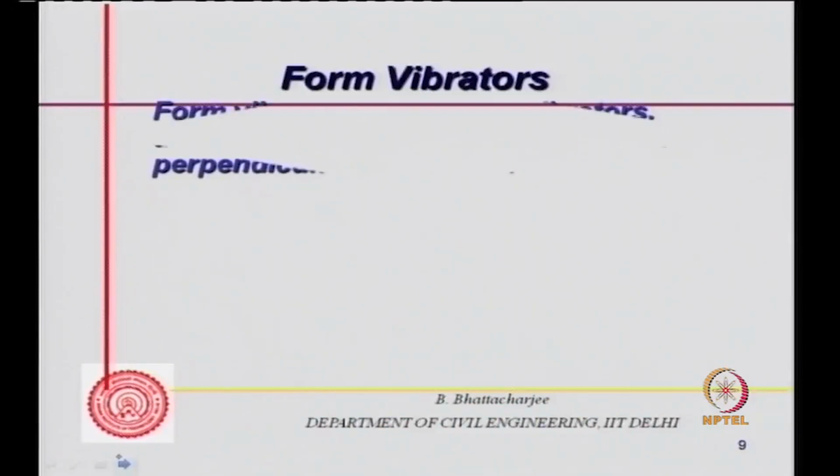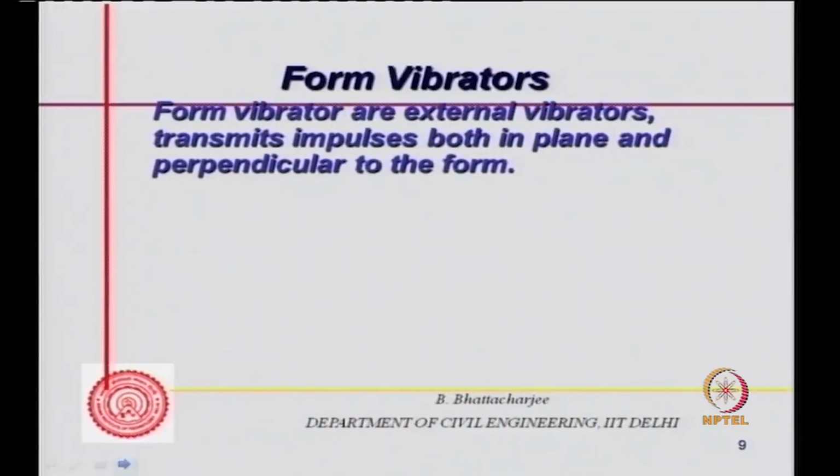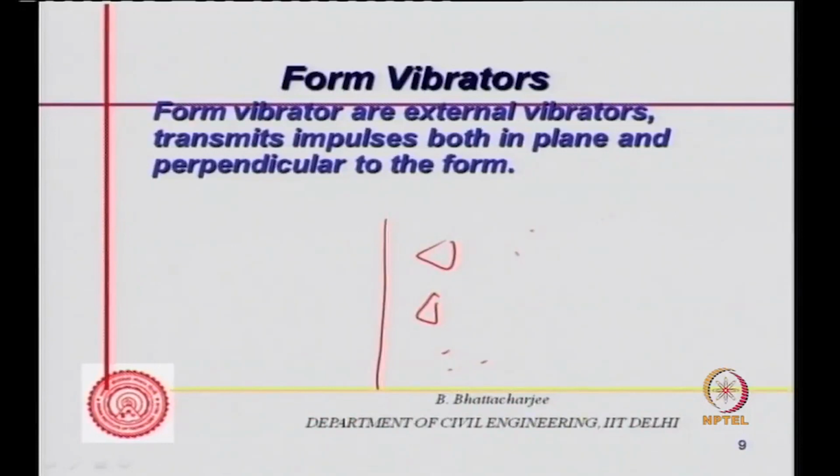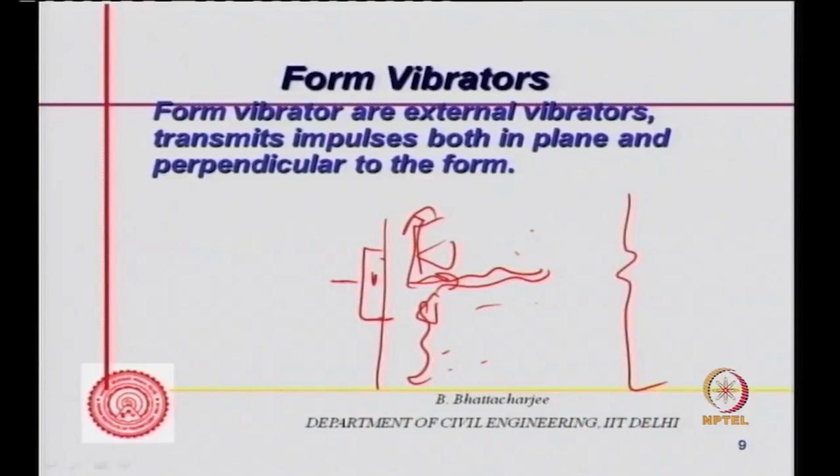needle vibrator. Form vibrators are external vibrators, transmitting impulses both in plane and perpendicular to the form. So what you do in this case, you have the concrete here, this is the concrete side of it. You put the form vibrator here, and it is fixed. As it vibrates, it transmits vibratory waves both in this direction as well as this direction, and causes vibration. Again, it will be a rotating eccentric. So it causes the form to vibrate, both in plane and perpendicular to the form, it transmits the vibration.